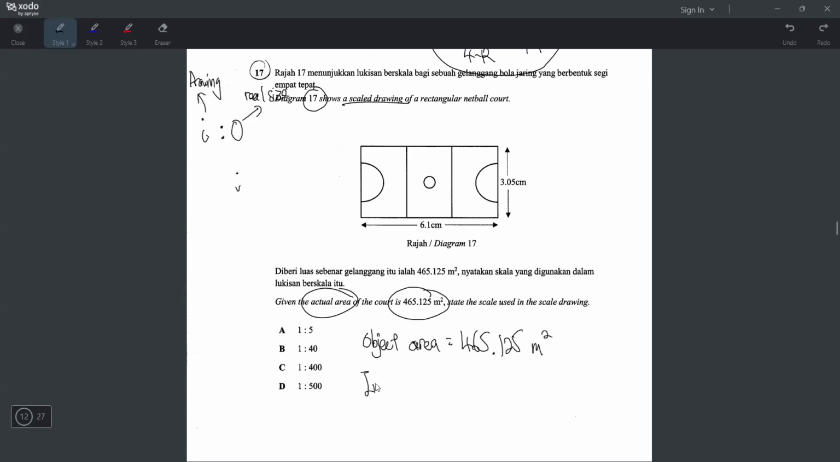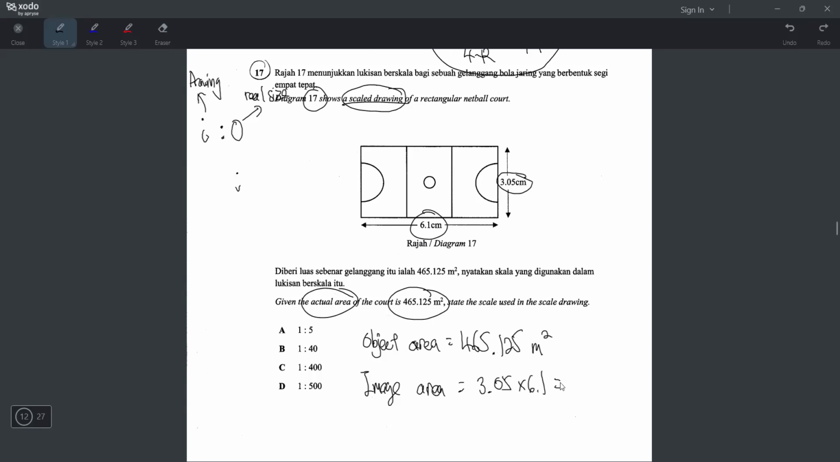Okay. Then what is the image area? Image area will be the drawing punya size, right? Which is this one, because they already said this diagram is a scale drawing. This is a drawing. It's not the real one. It's fake. It's a lukisan. So that's why the length is like 3 cm only. Takkanlah you main dekat netball court dia punya panjang macam ni saja, 3 cm, 6 cm. It's not logic. So ini lukisan sebenarnya, ini bukan size sebenar. So for the lukisan, that will be the image area. So the image area will be 3.05 cm times 6.1 cm.